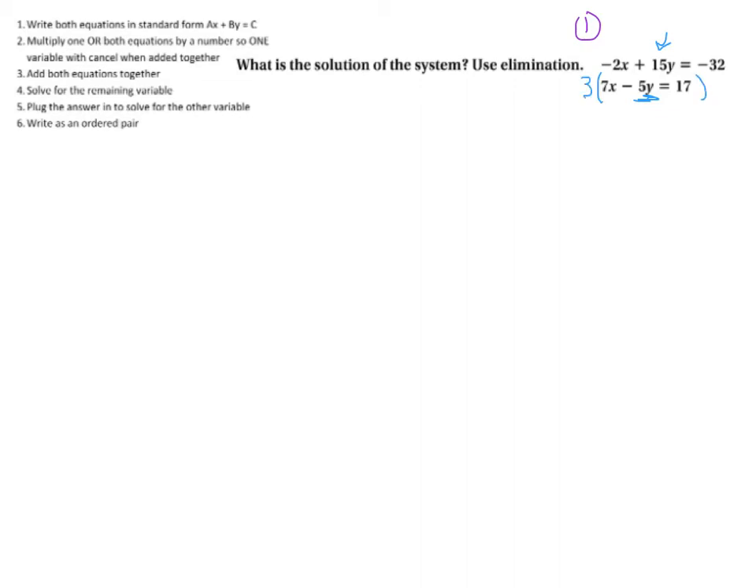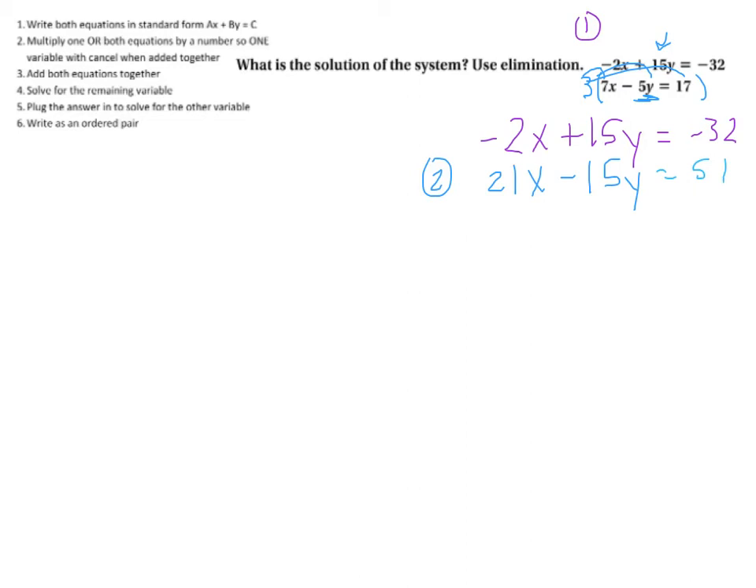So again, the first equation I'm just going to have written out as is. 2x plus 15y is equal to negative 32. But my second step, when I multiply, I'm going to change the whole thing. So I have to multiply each and every variable. So 3 times 7 is going to give me 21x. 3 times negative 5 is going to give me negative 15y. And 3 times 17 is going to give me a 51.